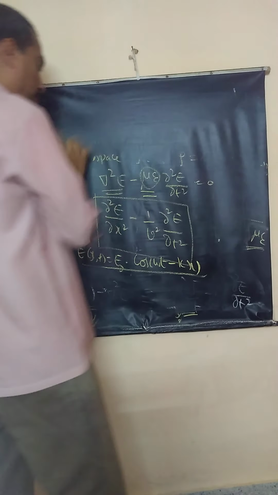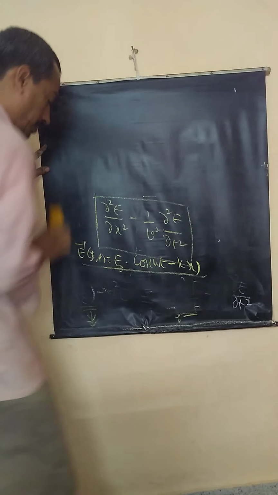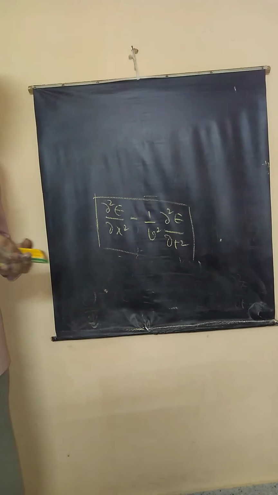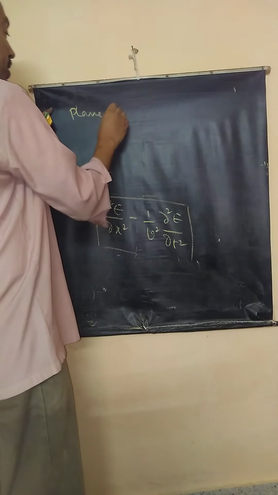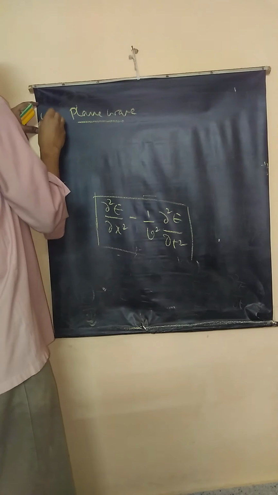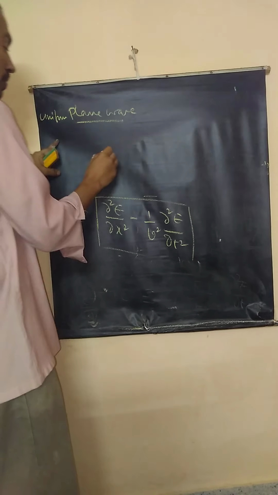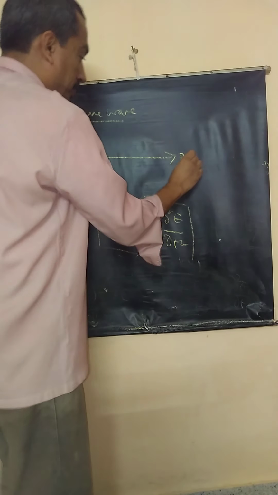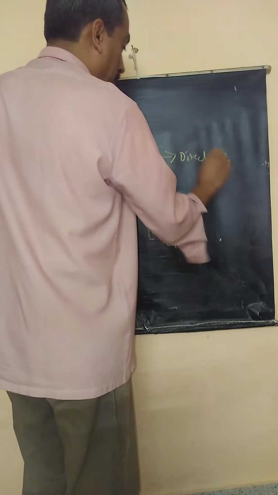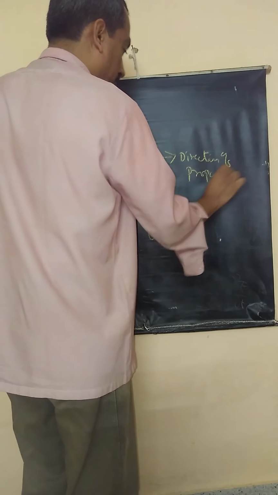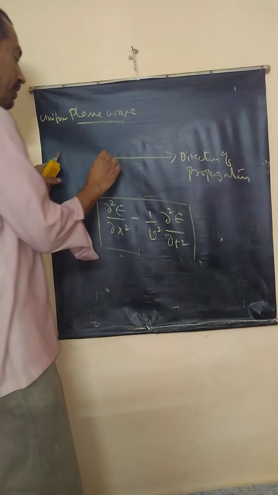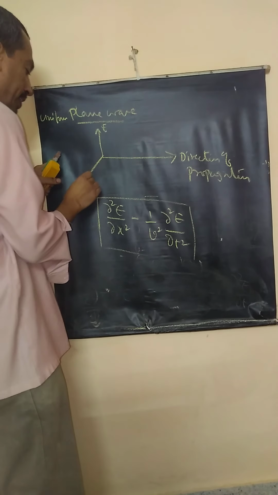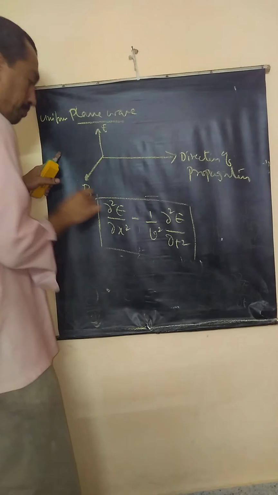Now, what are uniform plane waves? When you have an electromagnetic wave like this, uniform plane waves are the solutions to Maxwell's equations. What is a plane wave? Uniform plane wave means if you have an electromagnetic wave propagating like this, this is the direction of propagation. Now, if the electric field is in this axis, the magnetic field is like this, B.